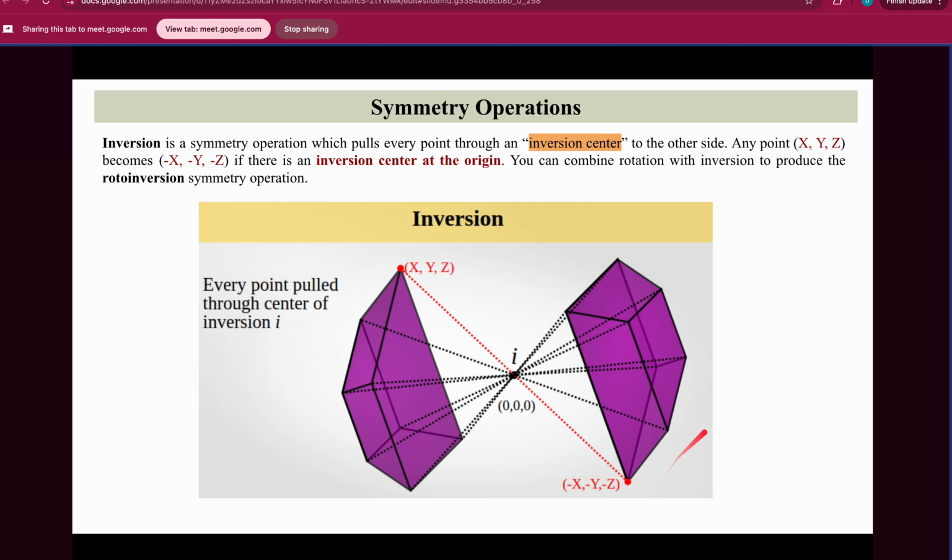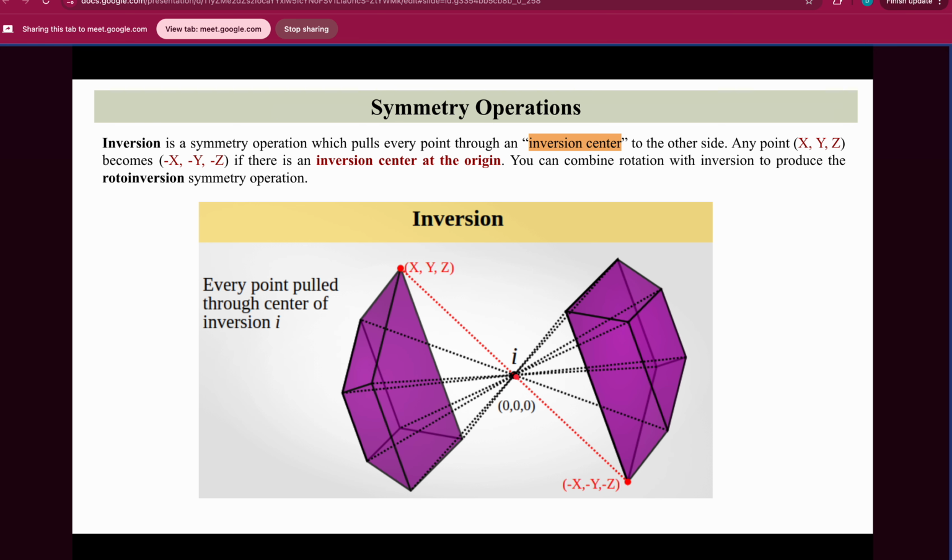In case of inversion, you can see that the previous coordinates were x, y, and z. In case of inversion, all these points have changed. So they are minus x, minus y, and minus z. If there is inversion, then keep this in mind: all the coordinate points will change. If they were previously positive, now they will become negative because everything is changing. But how is it symmetric?